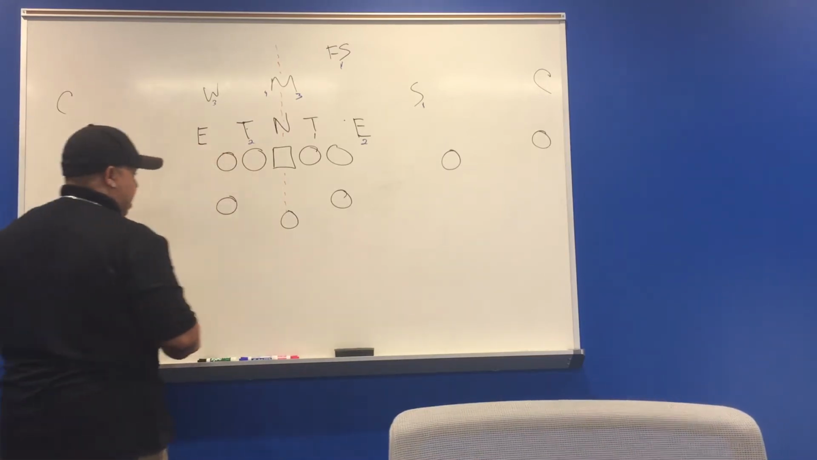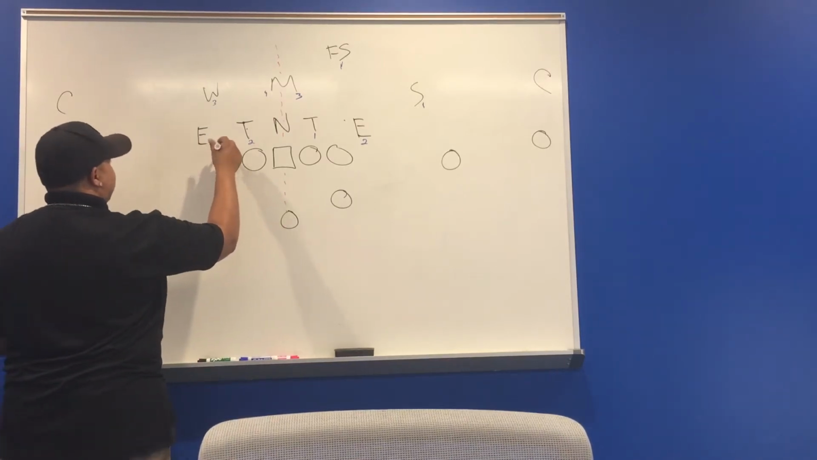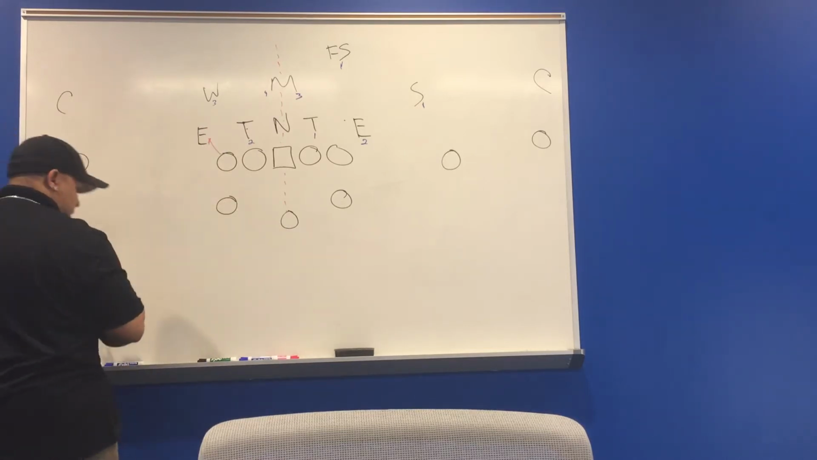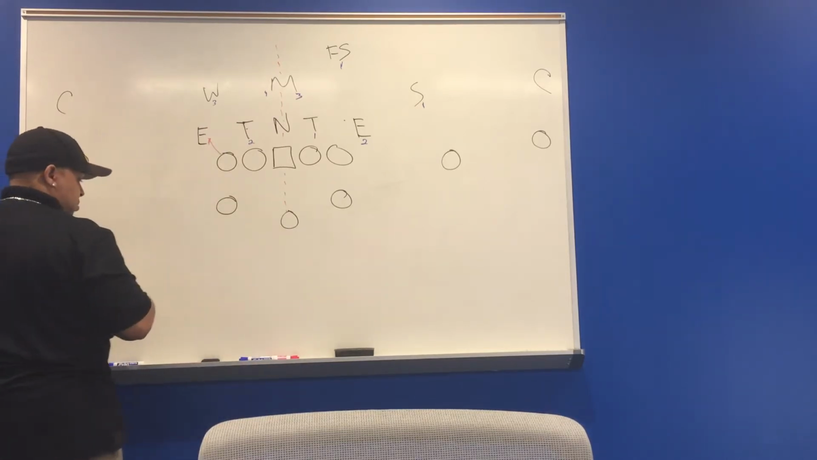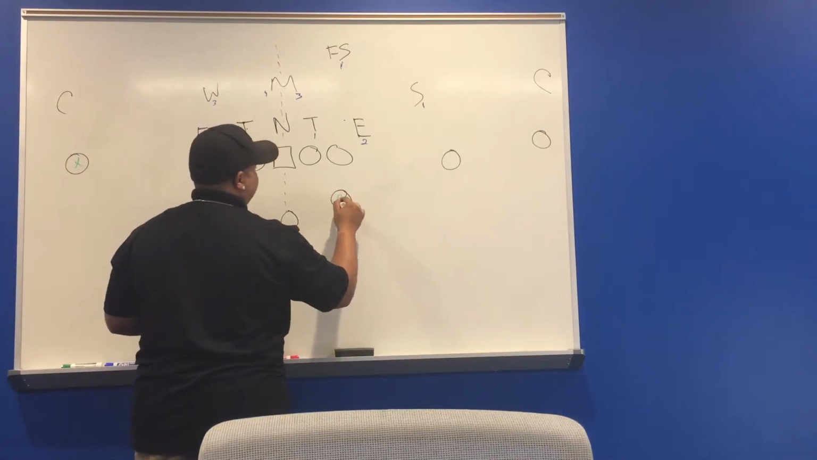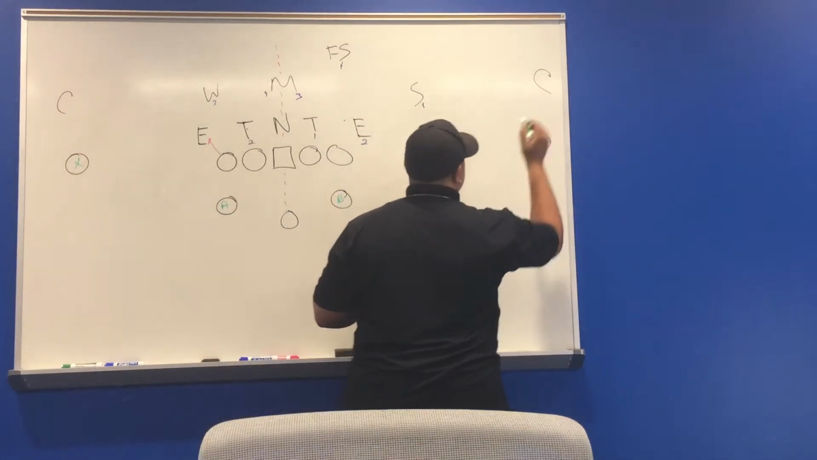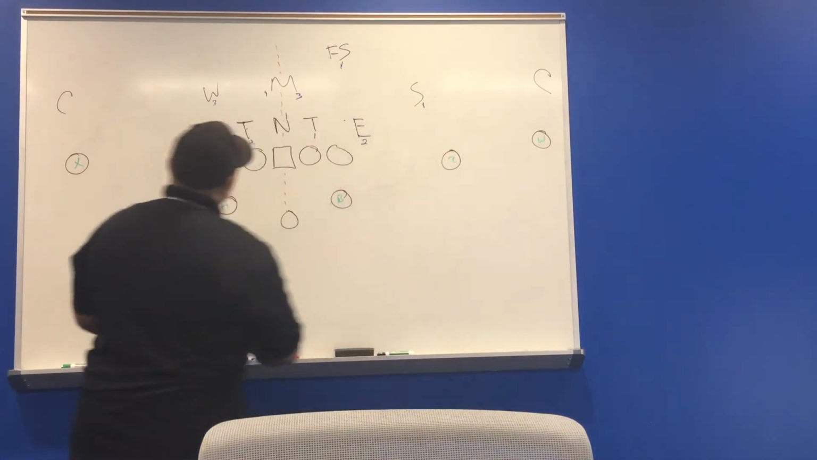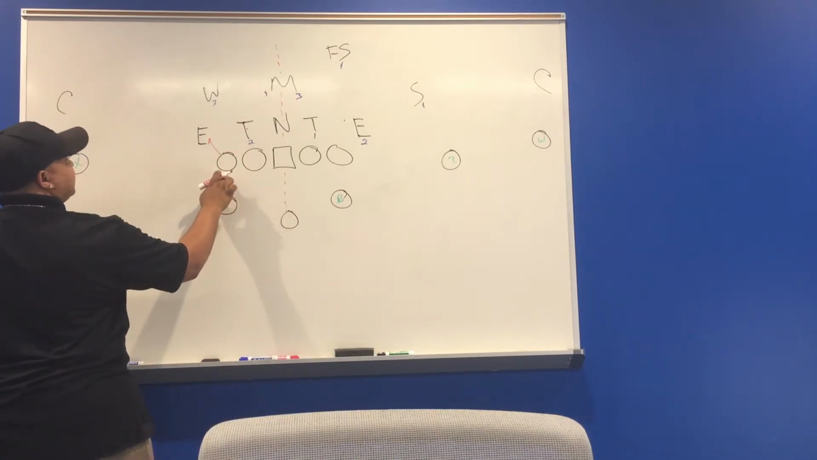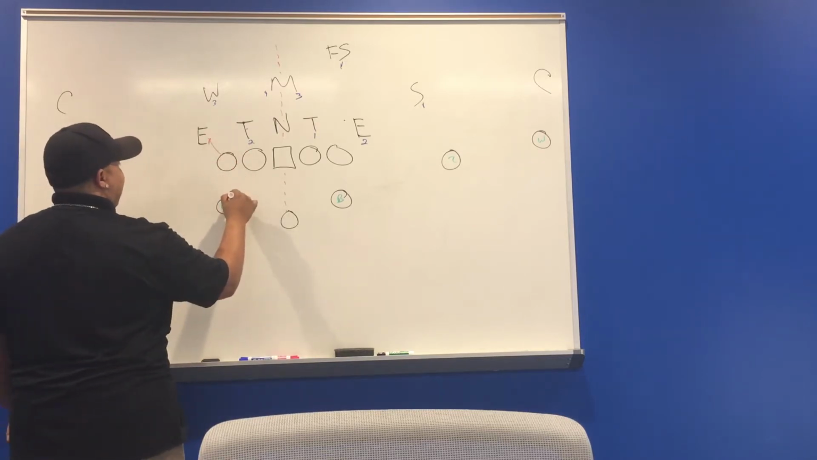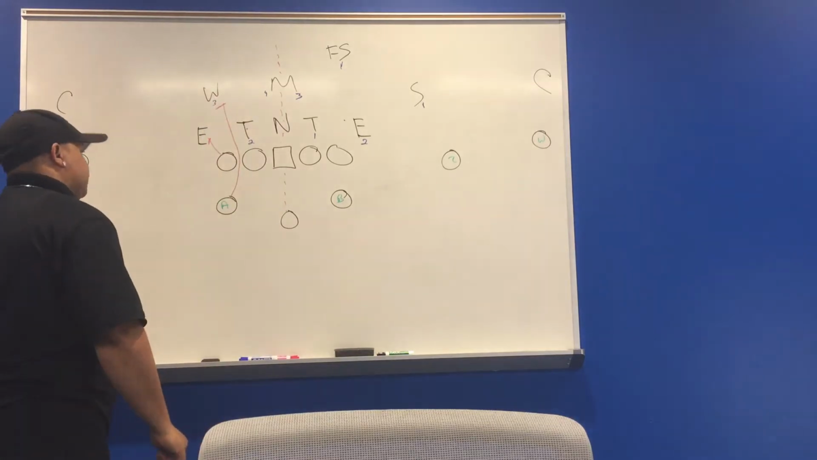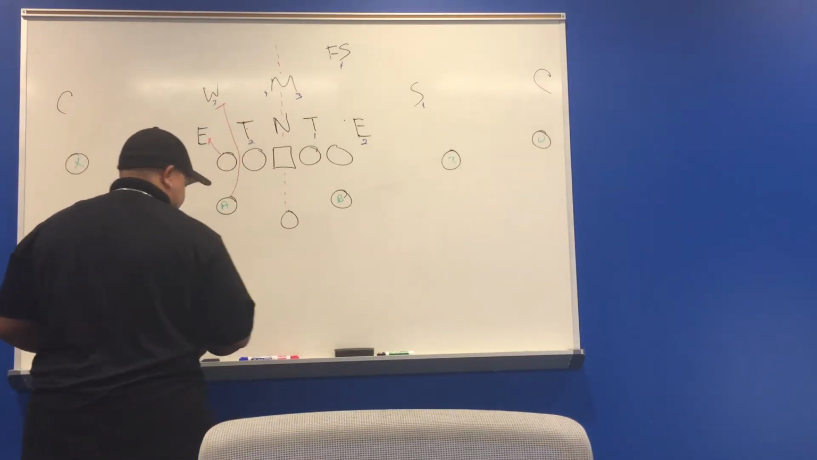If the end is outside, okay, if the end is outside of you, you're going to kick him out. Okay, so here we go. Let's go make sure we've got our personnel. Okay, so X, A, B, Z, W. There we go. All right, so here we go. The A, okay, you're right. The A has to read the tackle's block. If he kicks this guy out, then he's going to come underneath and come get the Will. Okay? Come get that guy.